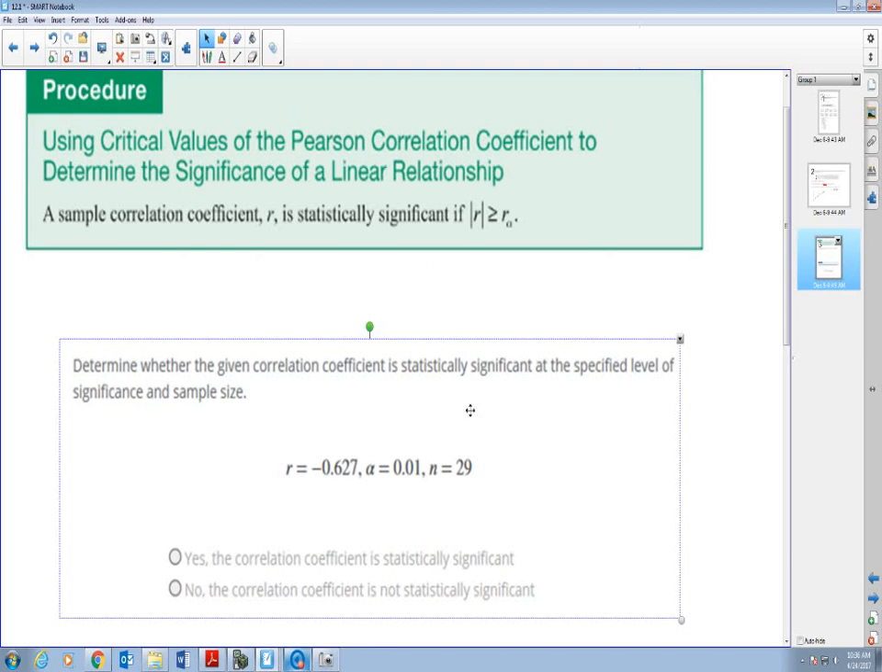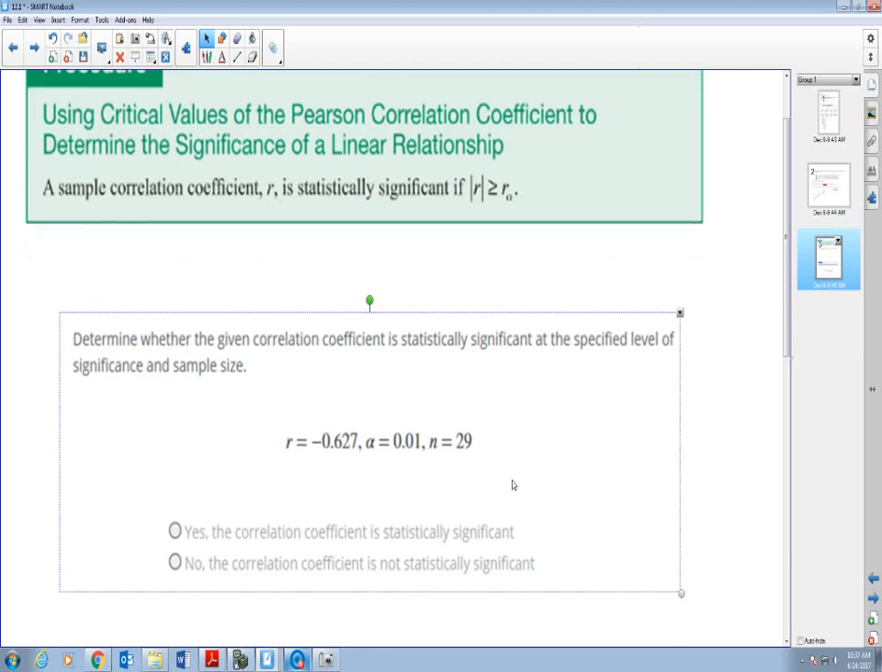Negative means the scatter plot is going downward. It's 0.627. So that means my linear correlation coefficient, my strength between the X and Y variable, is only about 63%. Not very strong at all. But is it still statistically significant? So my alpha is set at 0.01, at a sample size of 29.